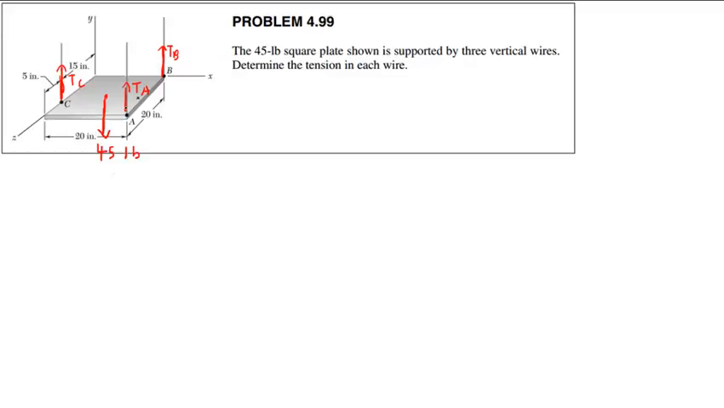I see that these are all at the same x coordinate, so that might be useful. So let's do the sum of moments about point B, in the z-direction. Like that. That really doesn't mean anything necessarily. In this case, it just means it obeys the right-hand rule.